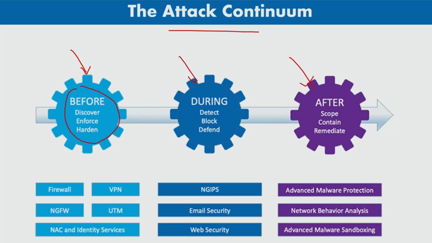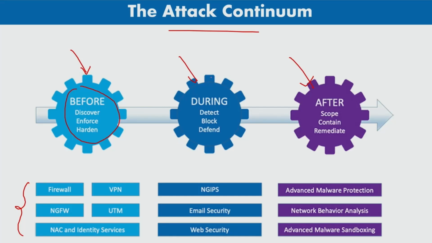Unfortunately, even with good access controls, attackers have a relatively easy time breaching the network perimeter. Firewalls, next-generation firewalls, NAC or Network Admission Control, and identity services provide security professionals with the tools they need to detect threats and enforce and harden policies prior to an attack.